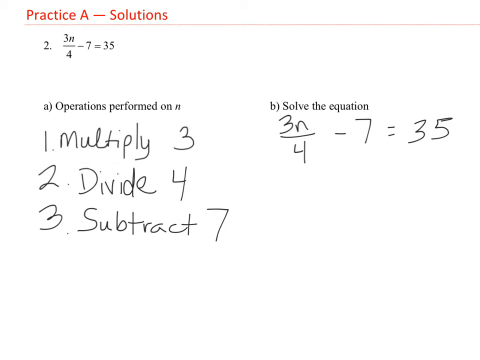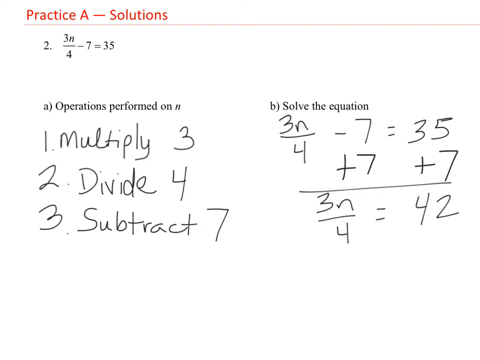So the first thing we have to undo is subtracting 7. The inverse operation would be to add 7. So we're going to add 7 on both sides of this equation. There we go. That gives us 3n over 4 equals 42.